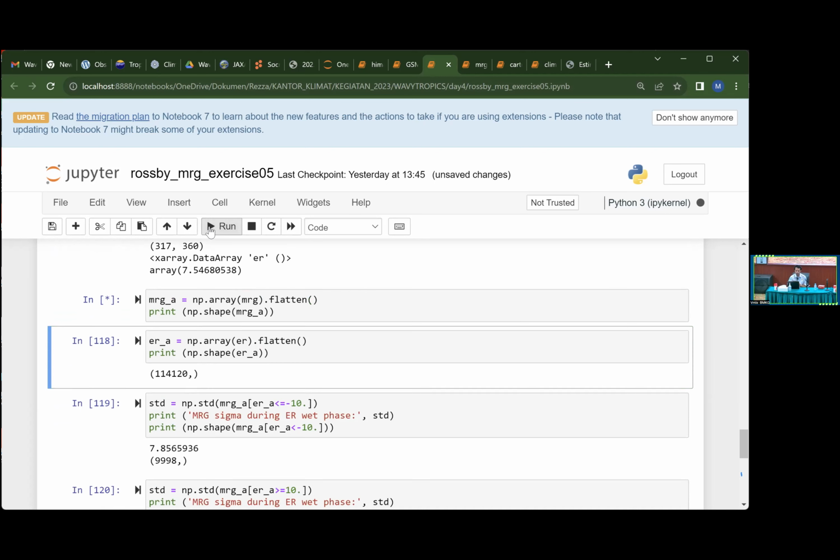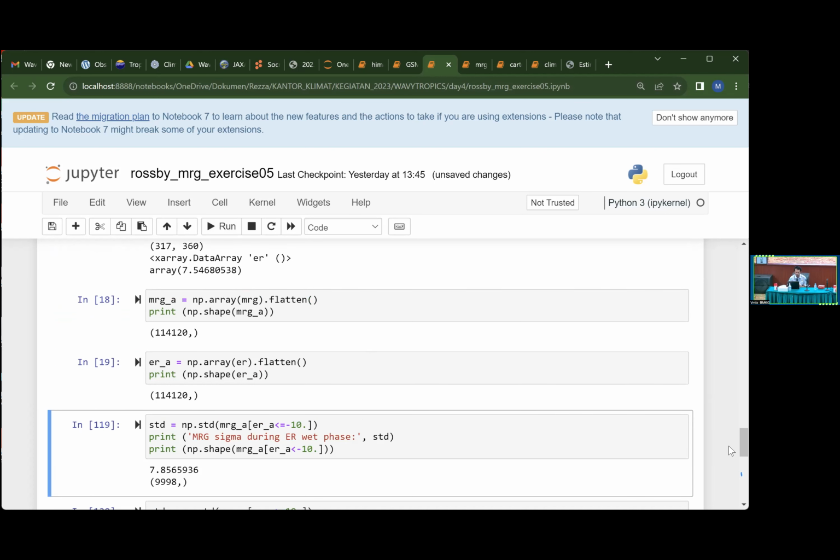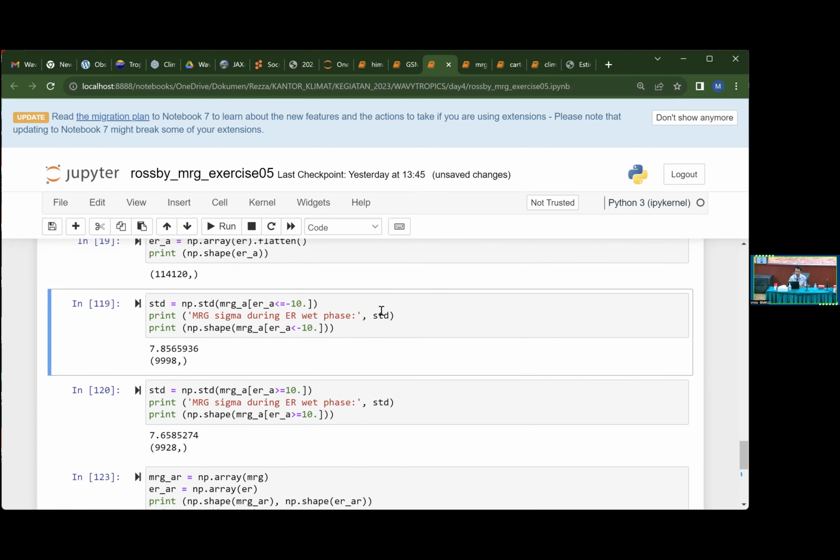Okay. Oh, sorry, this is the same. I mean, you can try this. So in this figure, STD is the standard deviation, or sigma. So it shows the variance, right? How active, how much the MRG changes, becoming positive or negative. So we can check the MRG activity during the Rossby minus 10. Minus 10 is the contour of the Rossby wave, and negative is for the wet phase.